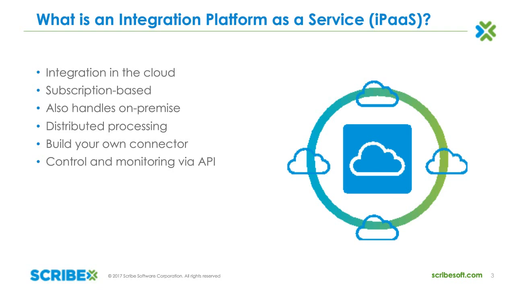And most iPaaS platforms are also going to have an API available that allows you to both monitor your integration jobs and also control things via API calls. And for the rest of the presentation, I'm going to be using Scribe Online, which is Scribe's iPaaS, as an example to illustrate the concepts that we're talking about. But for the most part, most of the things that I'm talking about are pretty standard capabilities of other iPaaSes that you might run into.